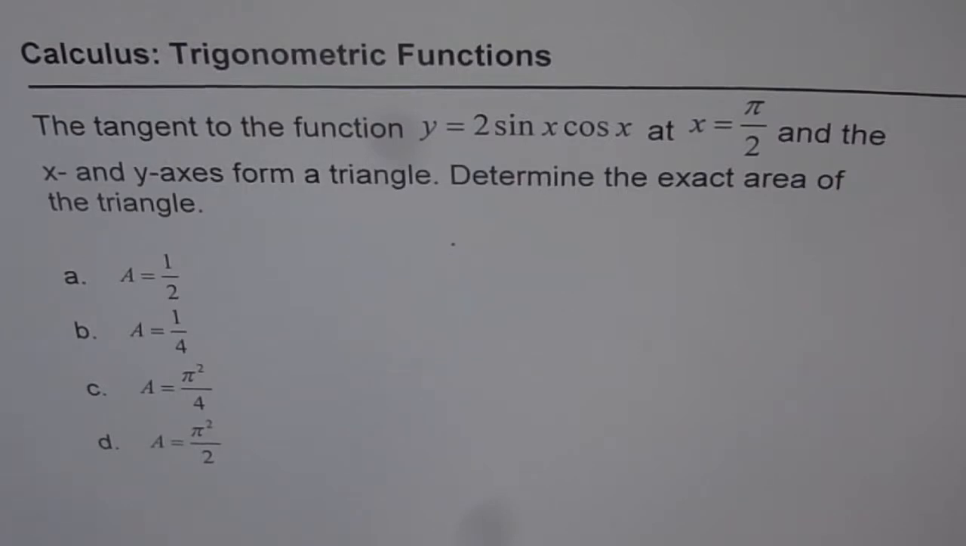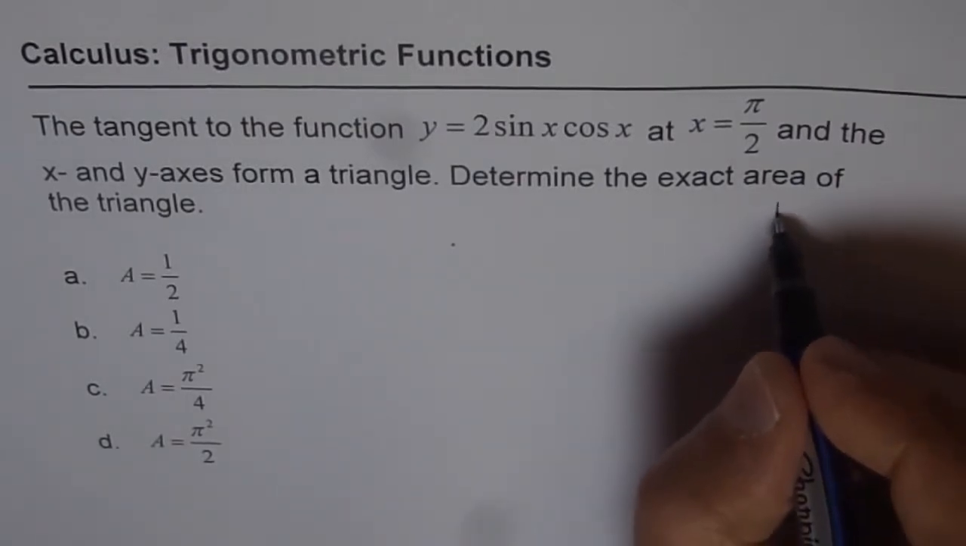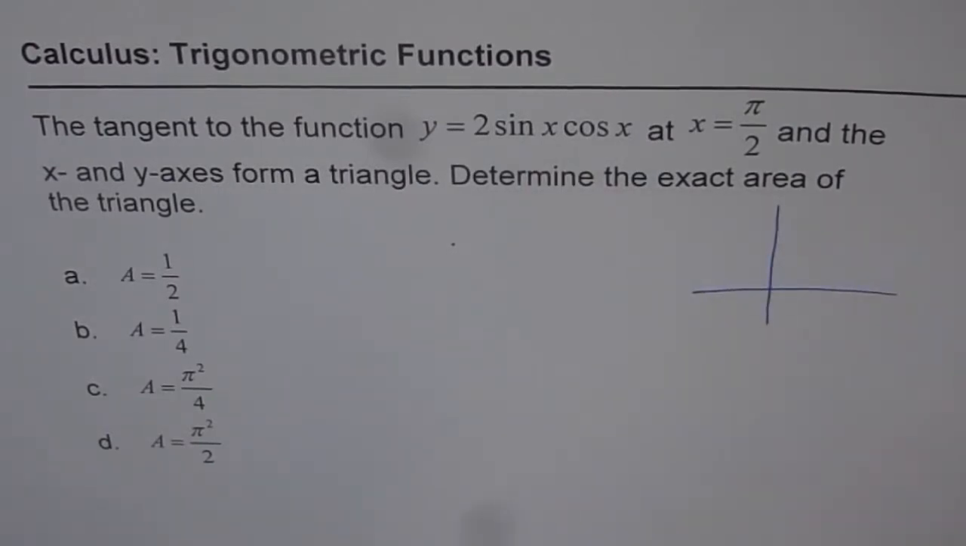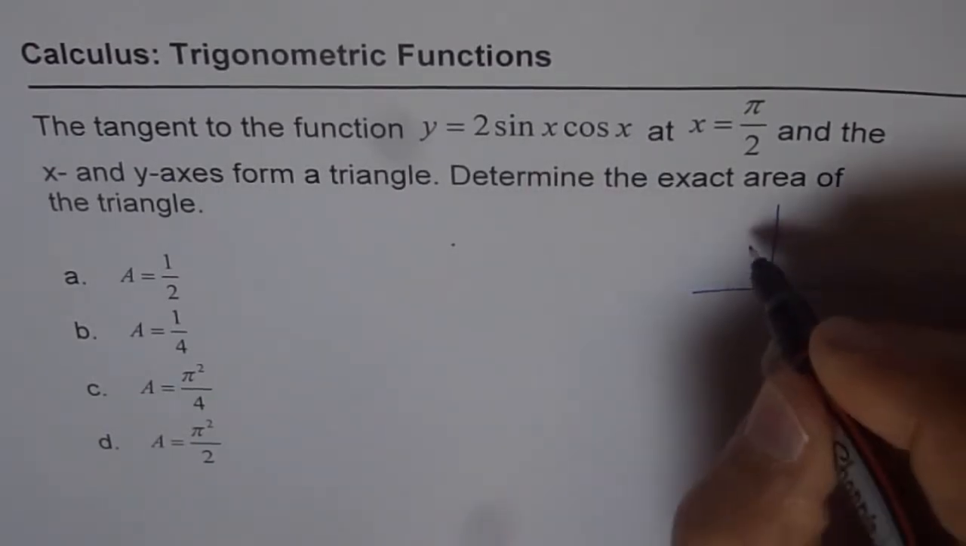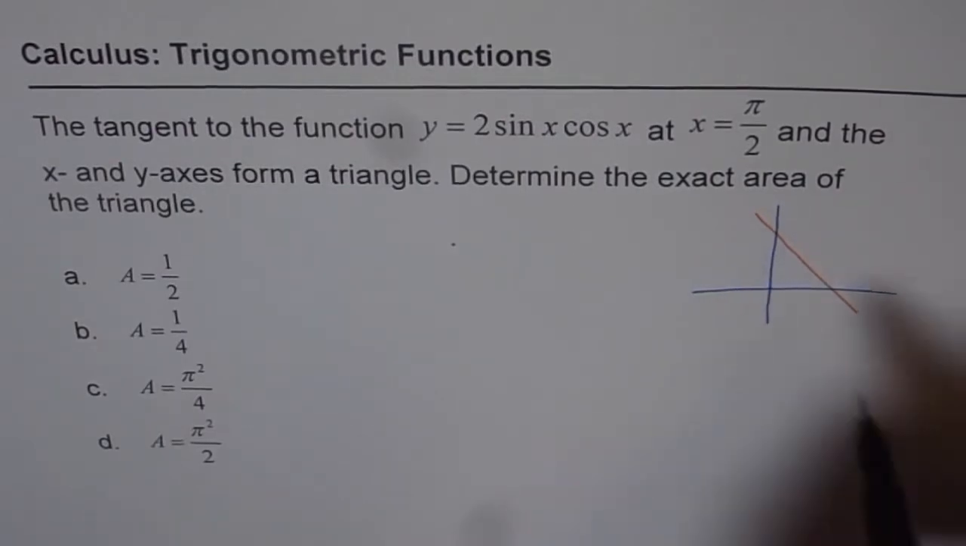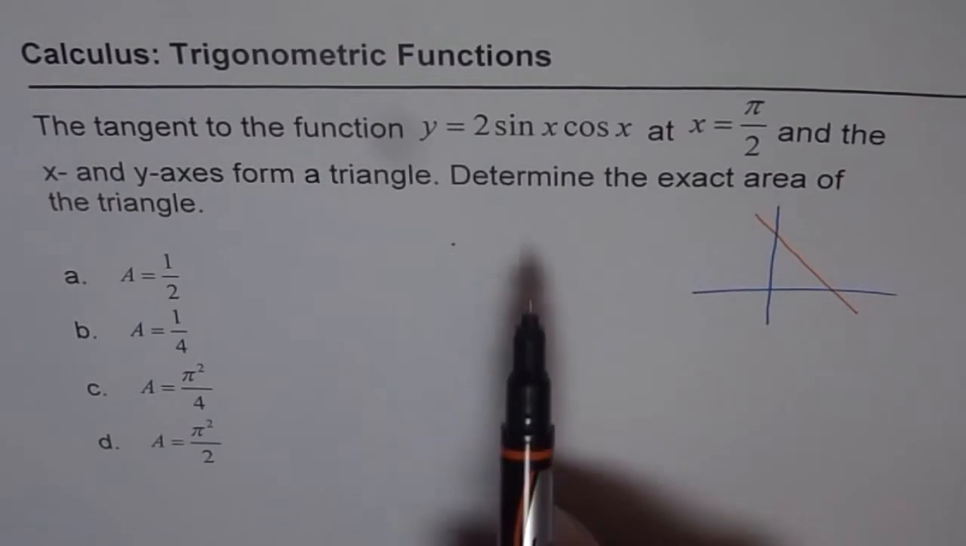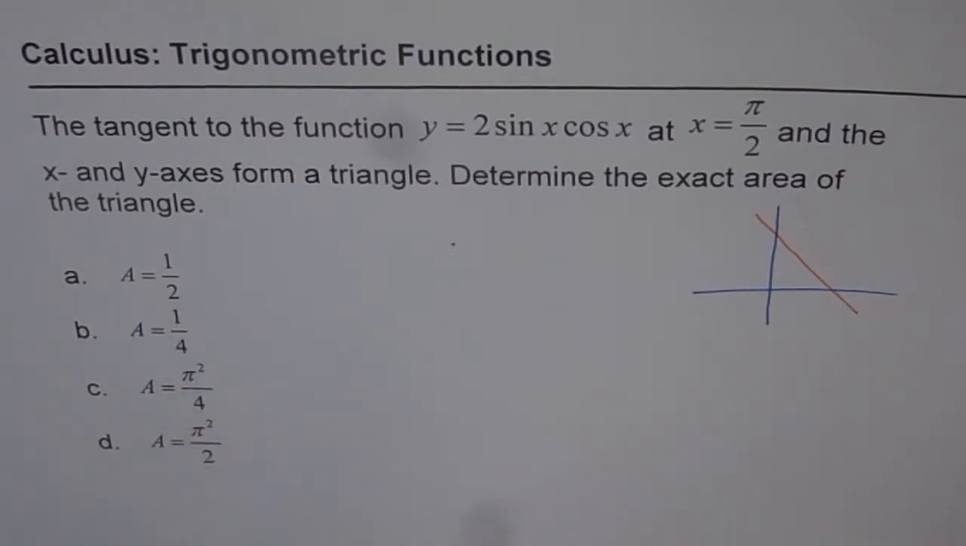So what we are given here is that there is a tangent to this function and it forms a triangle with the x and y axis. So that is what we are given. And we need to find the area of this triangle. So that is the question. We are given 4 choices. Let's select which one is the right one.